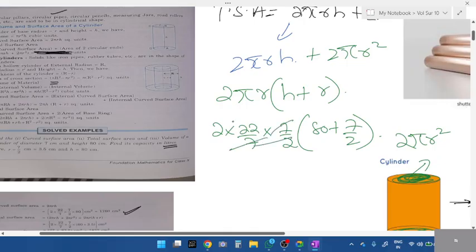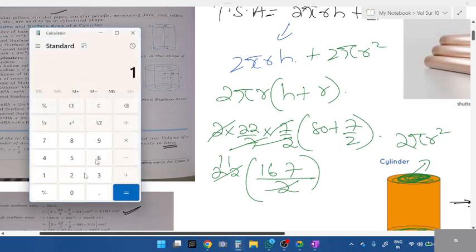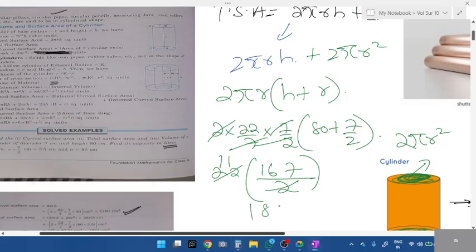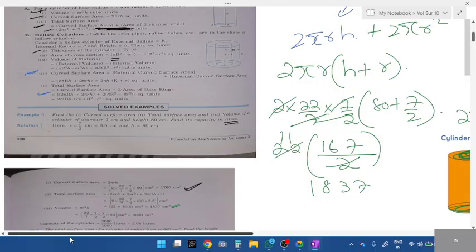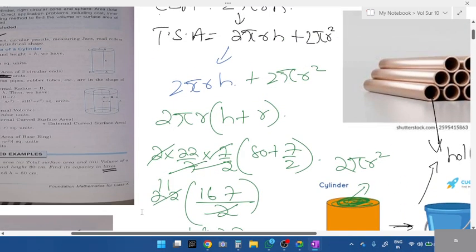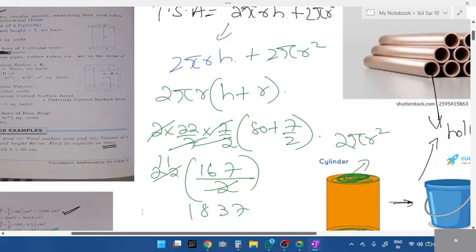So 7, 7, 2 and 2 get cancelled. You have 22. When you take the LCM, you get 167. Look at the calculation. 11 into 167, 1837. Is the answer correct? 1837? Is it correct, students? Total surface area. Understood how to calculate? Curved surface area, total surface area.